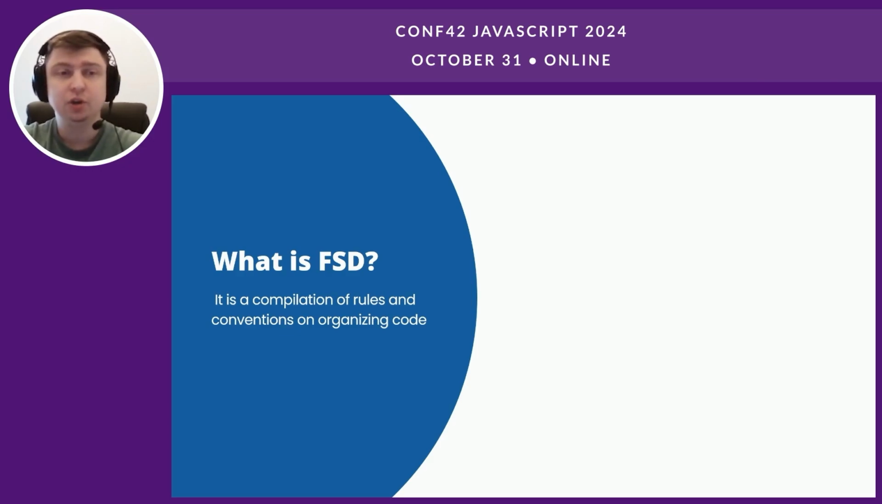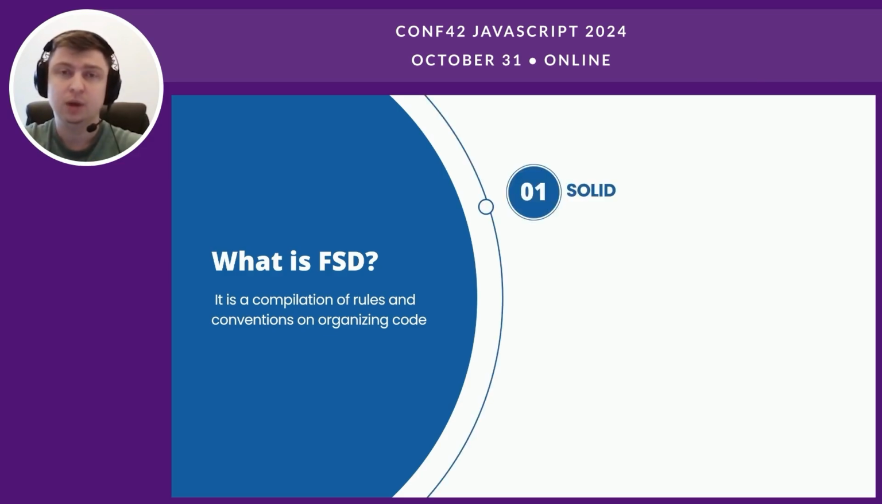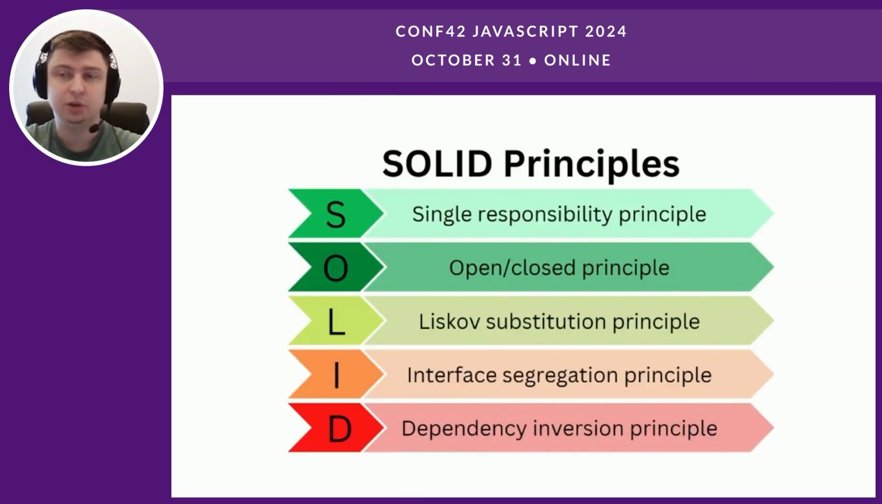Like other architectural methodologies, it's just a compilation of rules and conventions on organizing code. But it has some important parts. First one, Feature-Sliced Design is based on SOLID principles. And you, of course, need to know the SOLID principles. SOLID principles are the basics in engineering, and if you don't know about SOLID, I really recommend learning more about it, because this is the base.